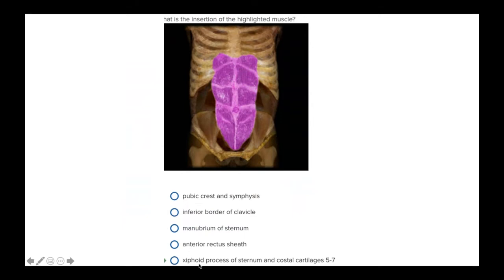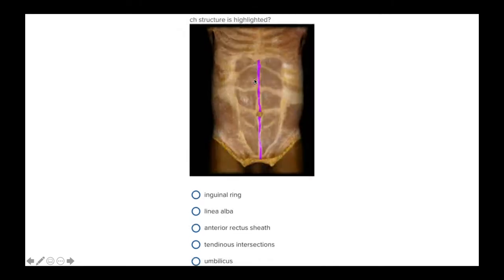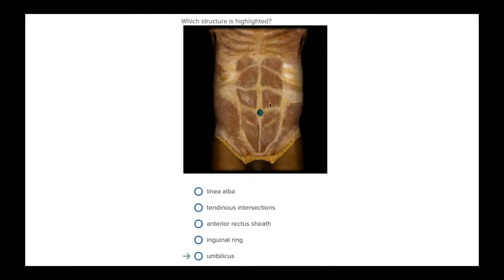So the insertion is going to be the xiphoid process of the sternum, which is here, and then the costal cartilages of ribs 5, 6, and 7. What is this highlighted structure right here? This is called the linea alba, not to be confused with the linea aspera that we saw on the back of the femur. The tendinous inscriptions, the tendinous intersections, those are going to be these here, going horizontal. This right here is the umbilicus, what's highlighted.